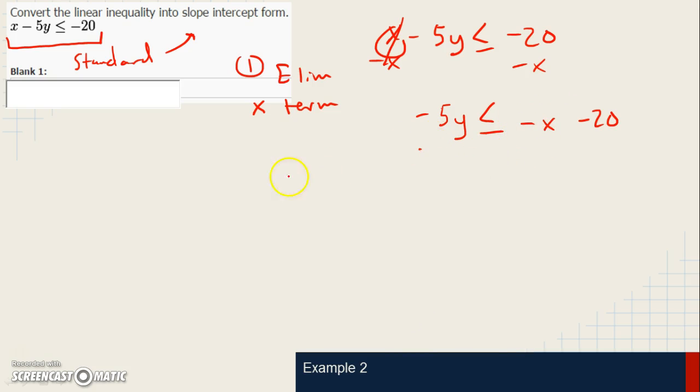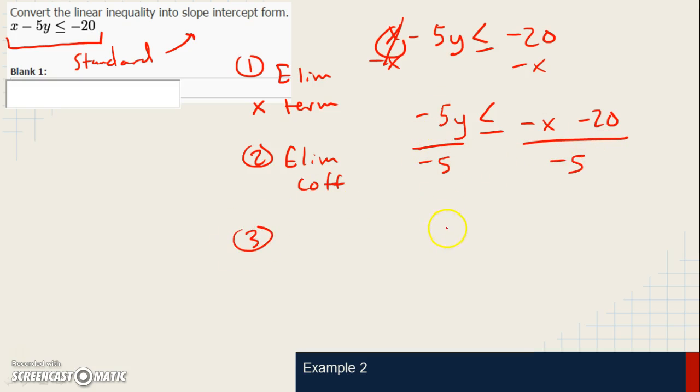Now we've got to eliminate the number attached to y, which is the coefficient. So we're going to eliminate the coefficient, and we eliminate coefficients by either multiplying or dividing. Since it's being multiplied, we're going to divide by -5 on both sides. And then when we divide by a negative, and before I even simplify anything, I'm going to make sure that I flip the sign. So when you divide or multiply by a negative, flip the sign. So here we have it pointed to the left. Now we're going to point it the other way, and it's an equal to, so we leave it as equal to. Then we can simplify.